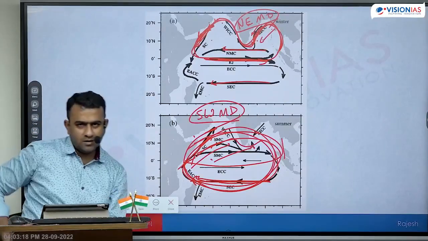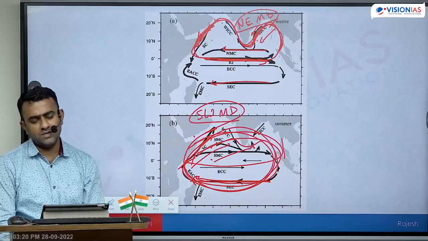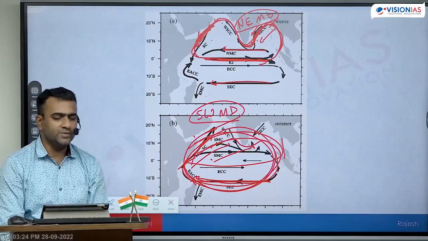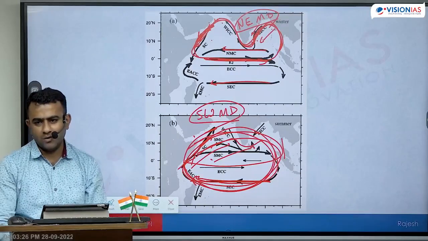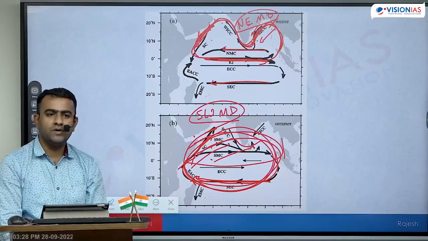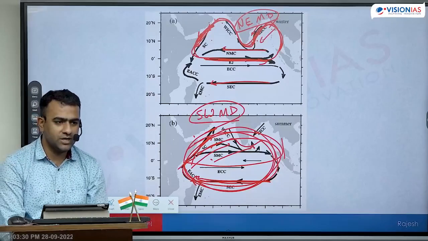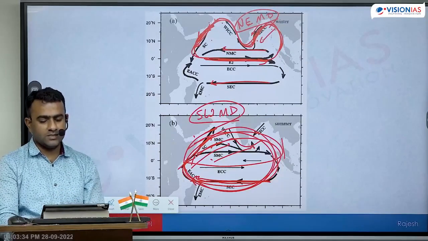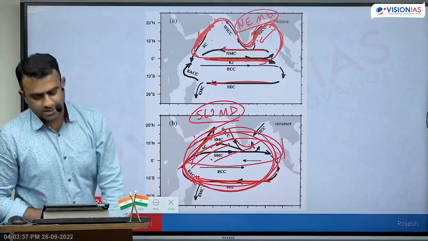We have covered it. Okay, please go back and revise it once and try to remember all these current names before coming to the next class. We will go in a slightly more detailed manner where we will talk about thermohaline circulation and other circulations. Okay, so we'll continue in the next class. If you have any queries, please ask me in the next class.